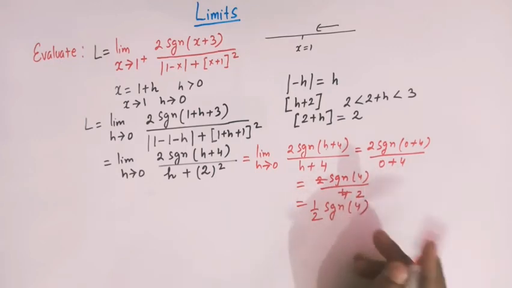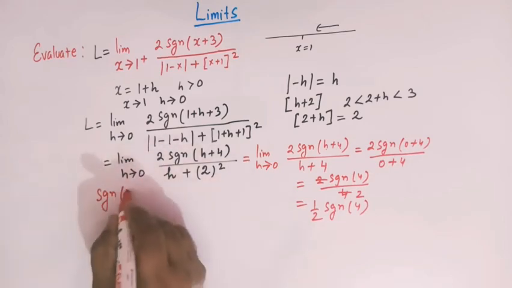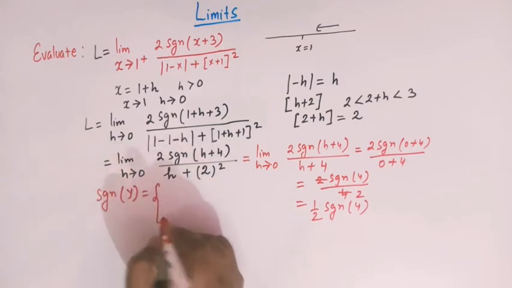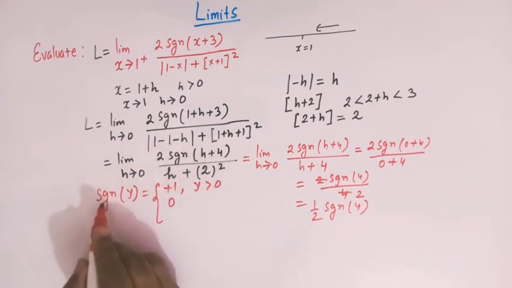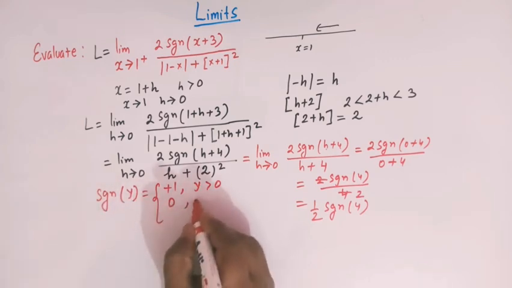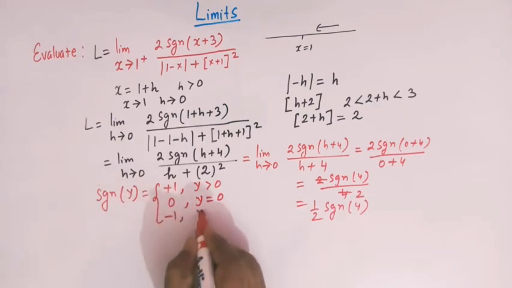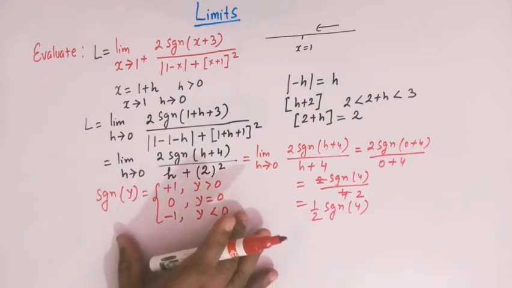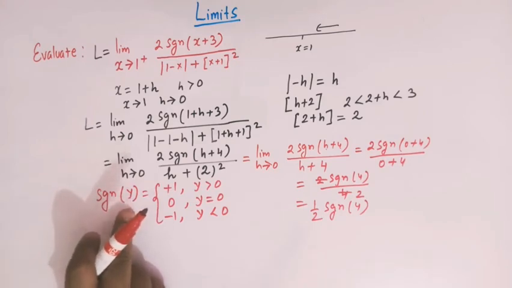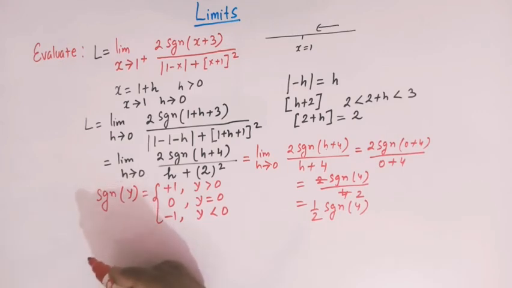Because we know that the definition of signum of say y, signum of y is defined as positive 1 whenever y is greater than 0, and signum of y is equal to 0 whenever y is equal to 0, and signum of y is minus 1 whenever y is less than 0. So this is a very important definition of signum function, right? And this definition is useful while simplifying any expression containing signum function, right?